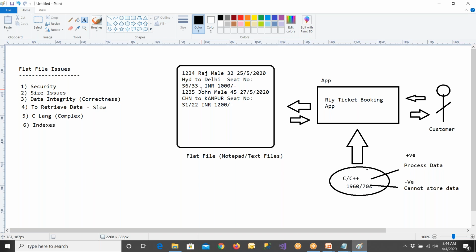If I don't have any clue, I have to read row by row. Is it Hyderabad data? Is it Hyderabad data? I have to read row by row, row by row. I have a couple of files, and each file again has a couple of rows of data. So reading row by row is definitely very, very difficult because you don't have any indexes. Where is the data stored for Hyderabad and Delhi?